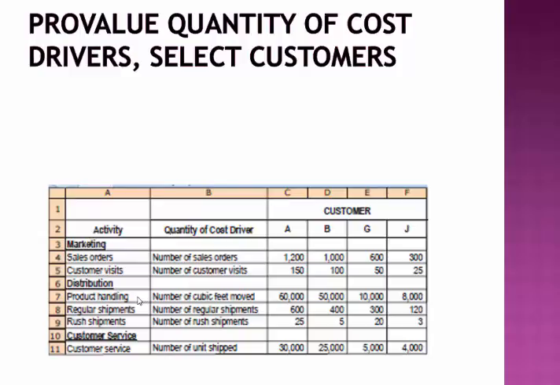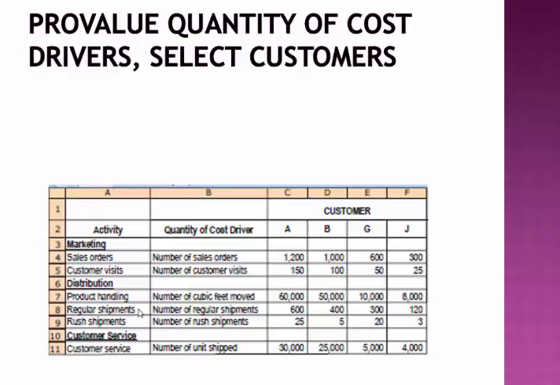For product handling, part of our distribution, the number of cubic feet moved. We would know how many units of each type of product that we sold to them, and we would know the cubic feet per each one of those units, and we could come up with a total number of cubic feet moved. We could literally calculate it, but it's already been done for us. We have 60,000, 50,000, 10,000, and 8,000.